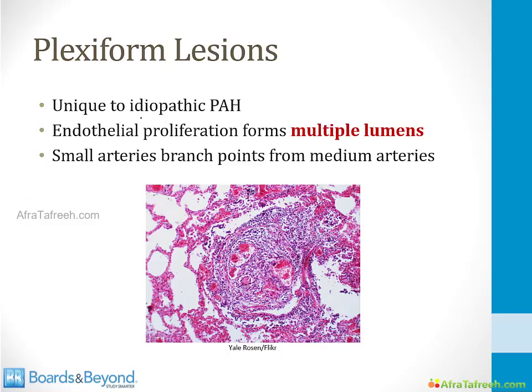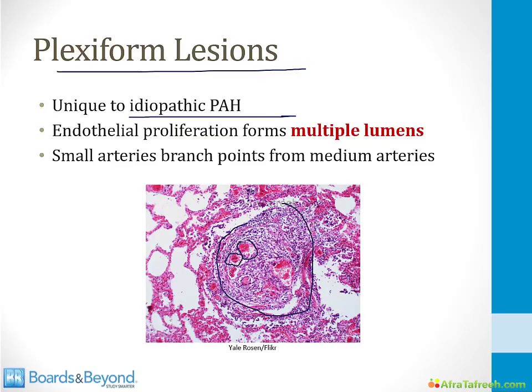There is a pathfinding that's unique to idiopathic PAH that you should know for Step 1. It's called the presence of plexiform lesions. This is a plexiform lesion shown on the slide here, and what you see is a blood vessel which has multiple lumens. All these red areas are different lumens of the blood vessel. And the reason this happens is because there's endothelial proliferation formed from the high pressure in the lungs, and as the endothelial cells proliferate, they start to create multiple lumens within a blood vessel. And this usually happens in small artery branch points where the medium arteries are branching down to smaller arteries. A classic finding in biopsy of a lung or examination of a lung postmortem in a patient with idiopathic PAH.